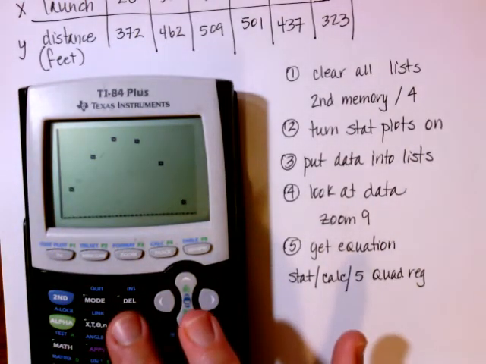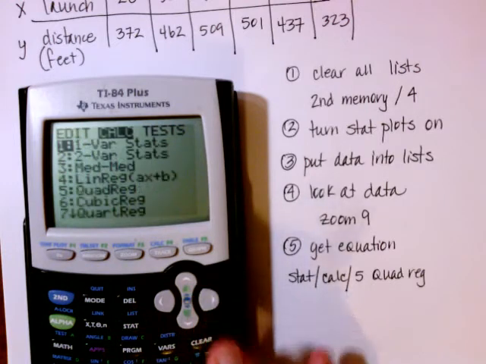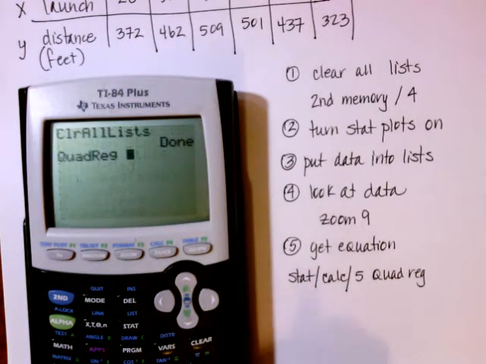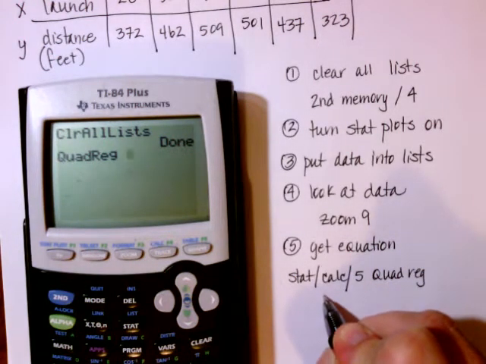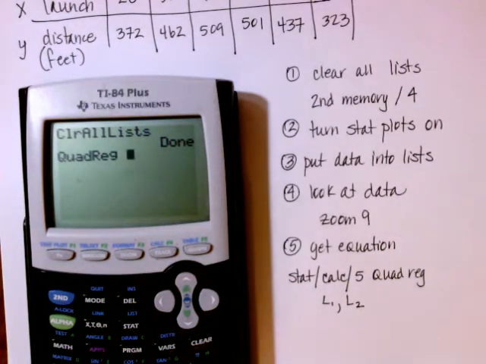Alright, so let's go to our stat button, which is here. Stat, calculate, option number 5 for quad reg. Now what it's waiting for is for you to tell it where the data lives. And I'm going to write this right here. It's L1, L2. That's the default for your calculator.